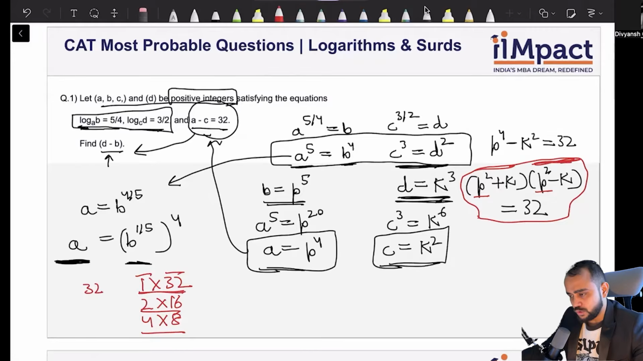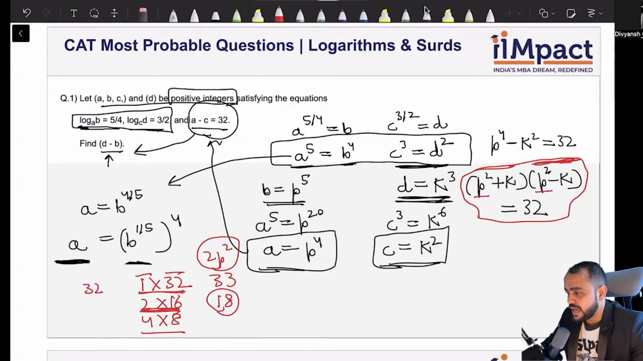So 1 into 32, 1 plus 32 is 33. 33 by 2 is not an integer itself. So the under root of that is definitely not going to be an integer. 2 into 16. So 2 plus 16 is going to give me 18. And a value of 18 for 2P square is allowed because P square will come out to be 9.